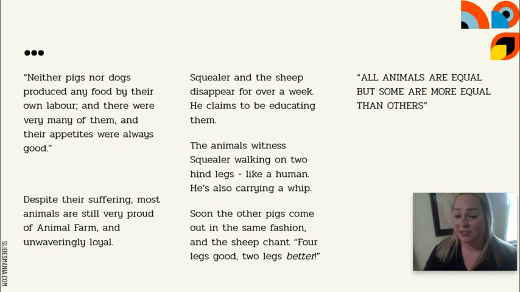And then there's a change to the commandments because they've been changing all along. And now the commandments that are written on the barn wall, and we know that Squealer was the one altering them, even though they were meant to be unalterable. Now the commandment reads, all animals are equal, but some are more equal than others. And that just makes no sense. That makes absolutely no sense.